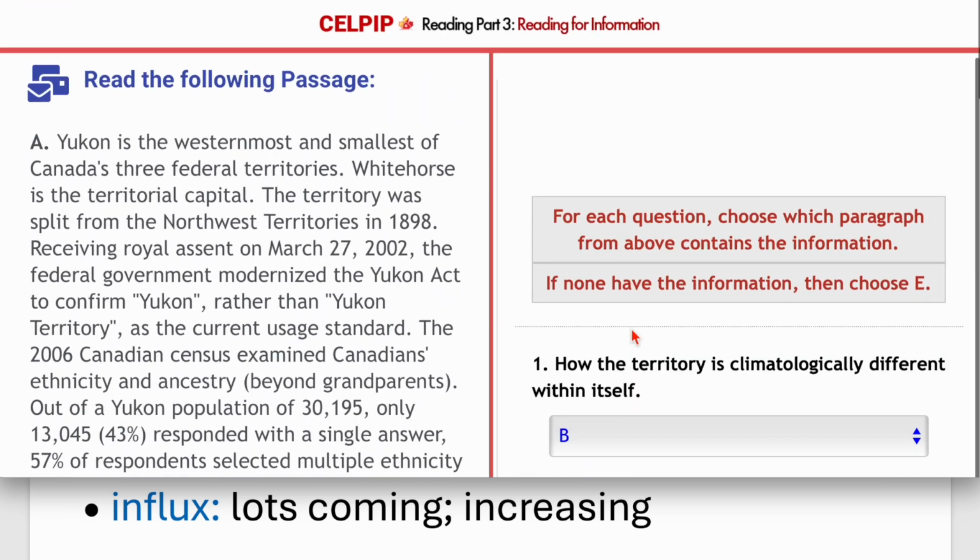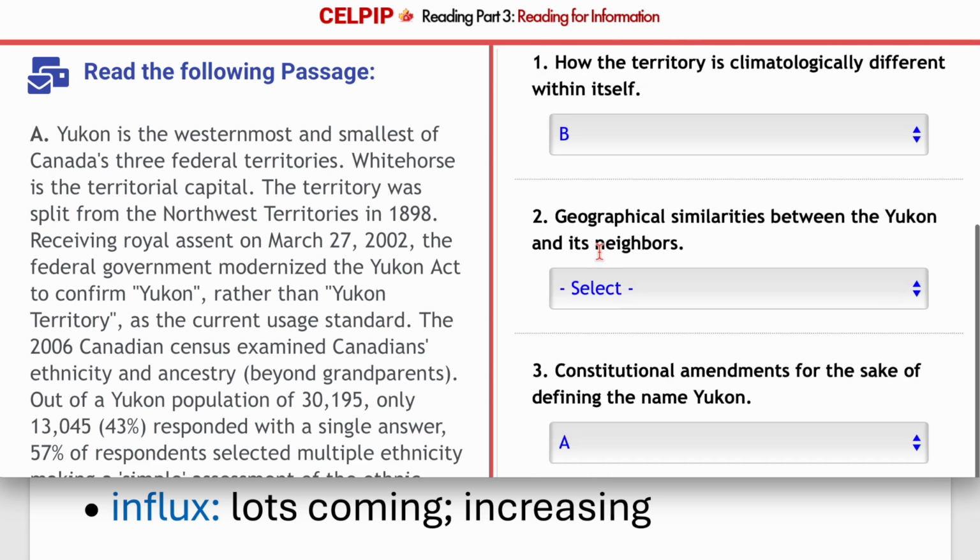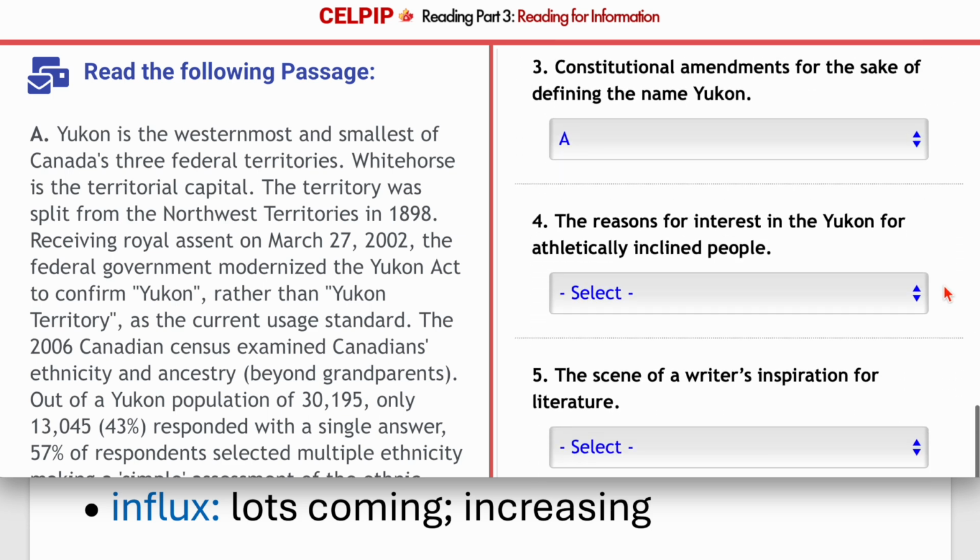So let's read our questions again. Geographical similarities. No, right? The reasons for interest in the Yukon for athletically inclined people.